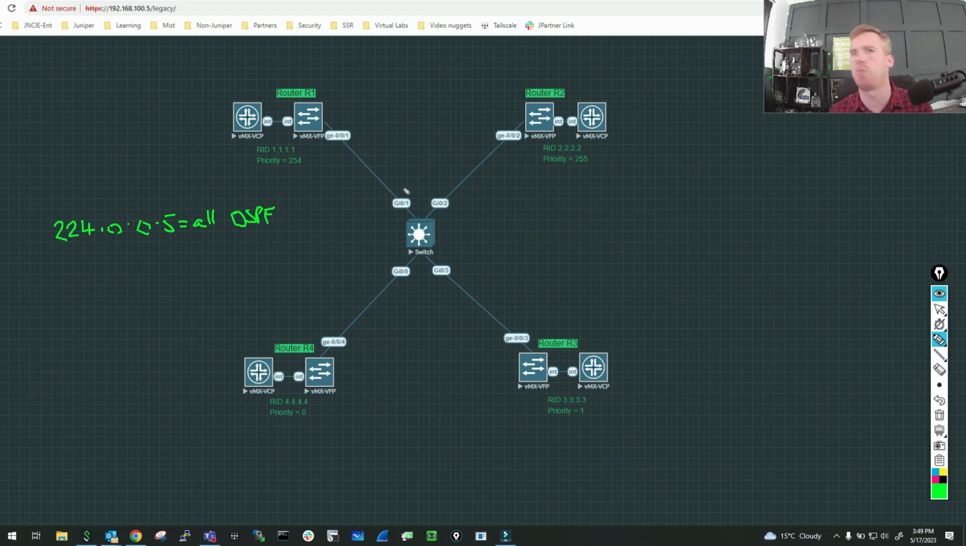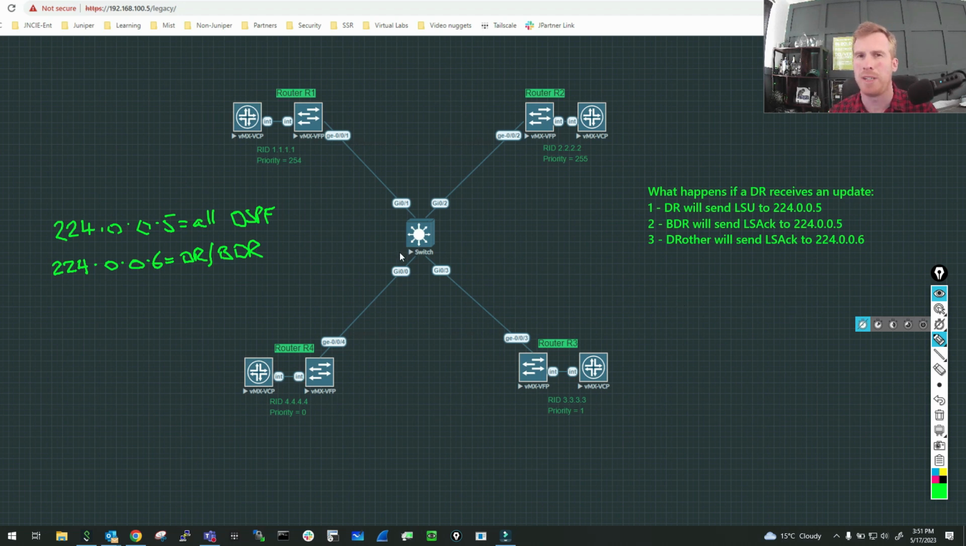What that means is without any DRs or BDRs, it is used for all OSPF routers to speak to one another, and it's actually what the DR and the BDR use to communicate to the DR others. And then we've got a very similar IP address, 224.0.0.6. Now this is specifically for the designated router and the backup designated router. But let's take this one step further.